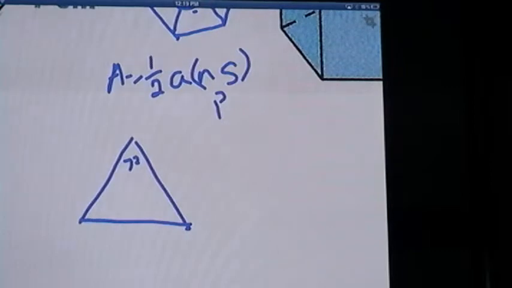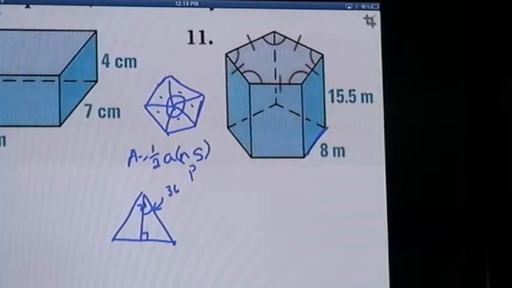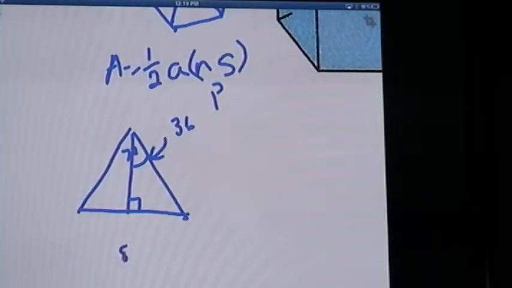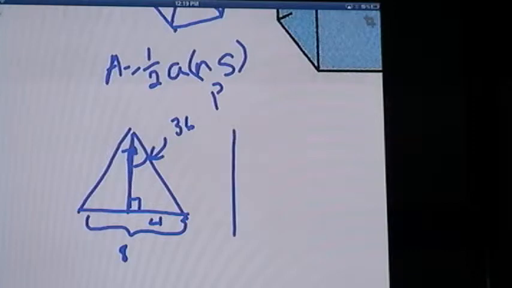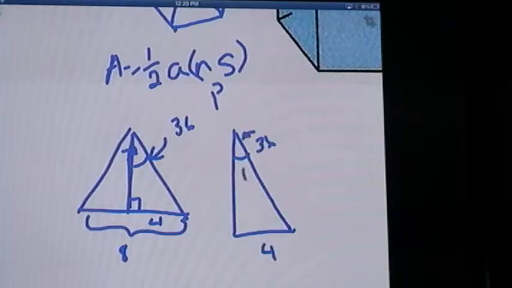Well, we're going to be looking at finding the apothem, and so we're going to be looking at this 36-degree angle, and we're going to see that the side length is 8, and that's for the whole side length, so that makes this part of it 4. We need the height, so when we look at our right triangle, here's our 36-degree angle. We have the opposite side. It's opposite from that angle. We need the adjacent side.